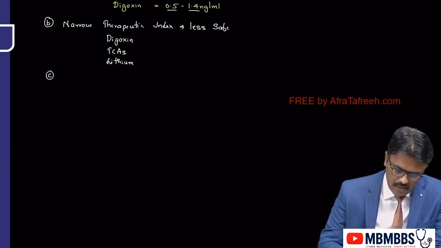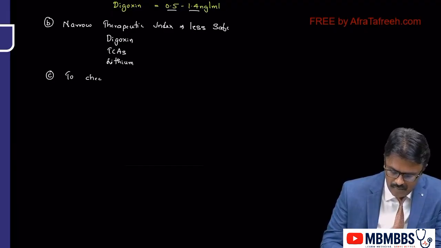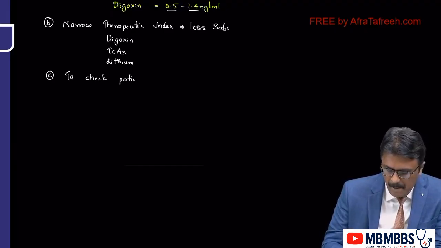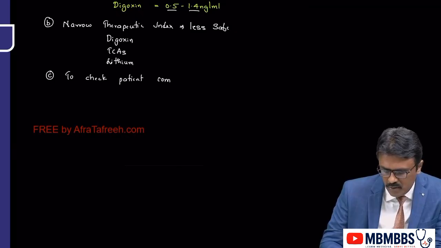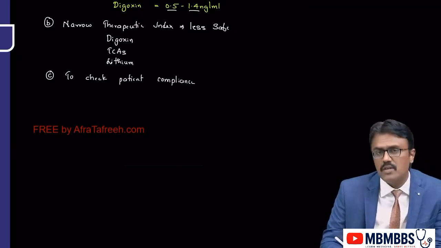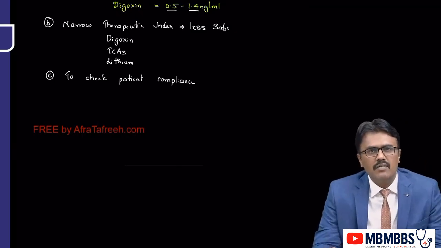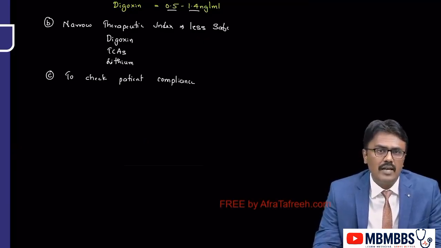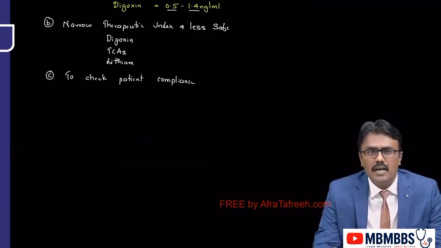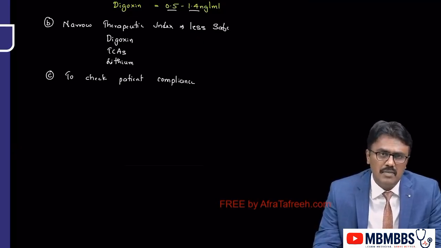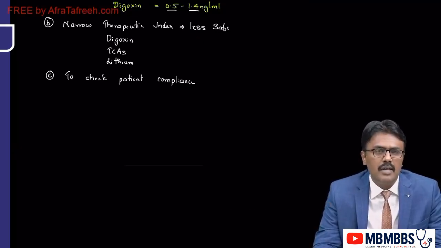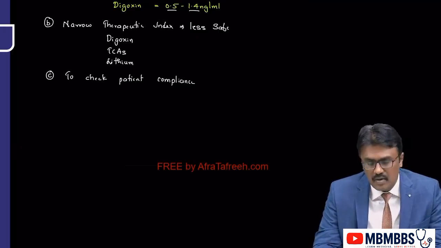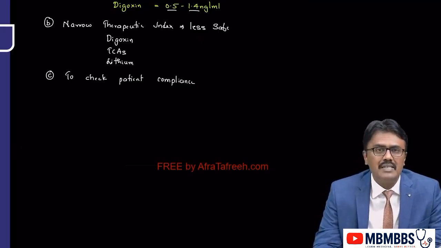The next one is to check patient compliance. What do you mean by patient compliance? Suppose I have given phenytoin for epilepsy and the patient is not taking the drug and is coming and telling us, sir, I have taken the drug but still I am getting seizures in between. Then what will you do? You take the blood sample and measure the phenytoin level. If the levels are lesser, that means the patient is not taking it properly. So that is called patient compliance, whether the patient is sticking or adhering to the drug regimens.